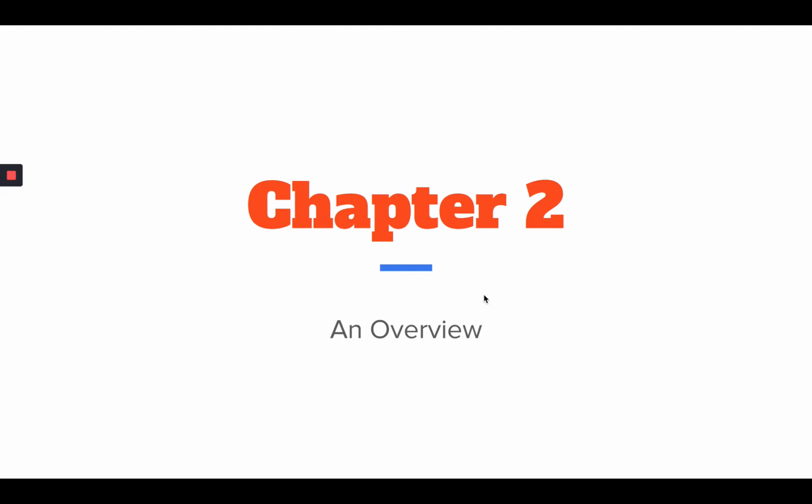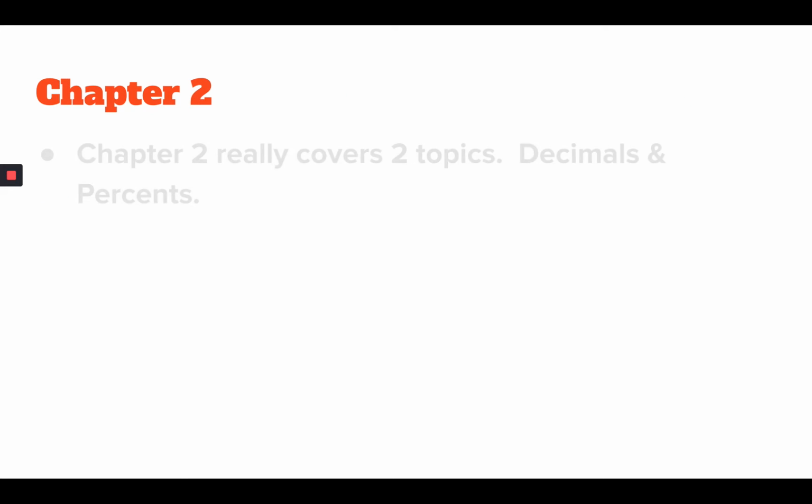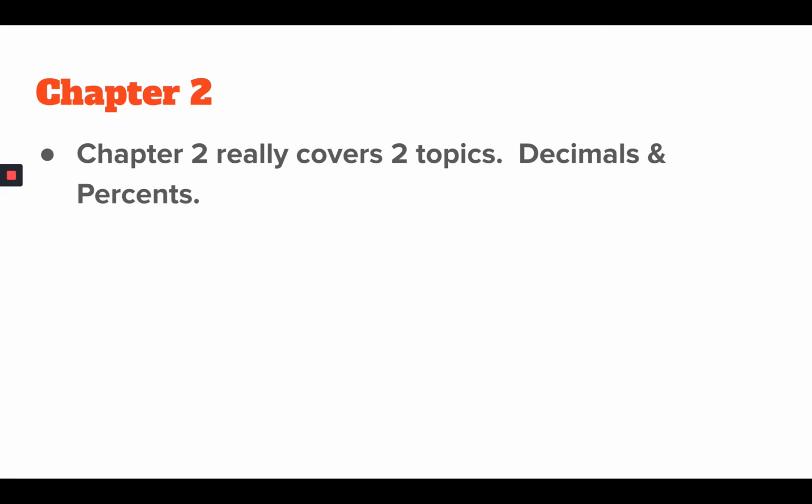So I'm going to briefly tell you about what your assignment is today, and then I'm going to start with a little bit of a Chapter 2 overview before we get into today's lesson. Your assignment is a worksheet today. It's on both place value of decimals and rounding decimals. And the reason we're talking about decimals is because Chapter 2 really covers two topics, decimals and percents.